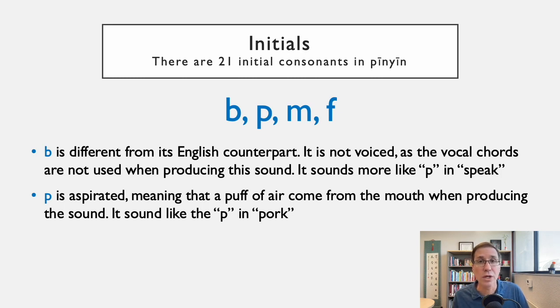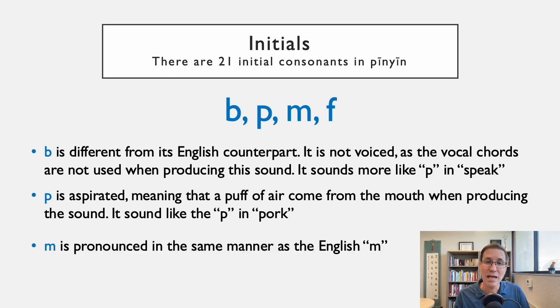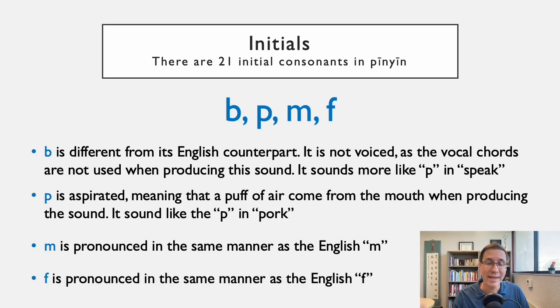好的，跟我说坡. The M is pronounced very similarly to the M in English, so it usually doesn't cause too much trouble. 跟我说摸. And the F is very similar to the English F. 跟我说for.